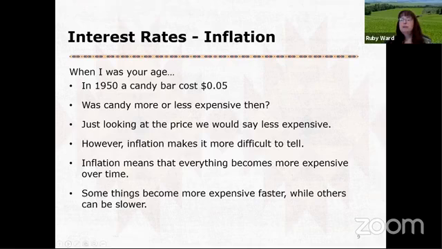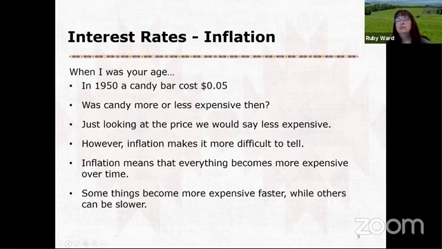I think a good way to think about inflation is to start with the idea that when I was your age, a candy bar cost 5 cents. My parents used to say, I paid a nickel for a candy bar. But was that candy more or less expensive back then? Just looking at the price, it would seem less expensive, because I haven't been able to buy a candy bar for a nickel anywhere.